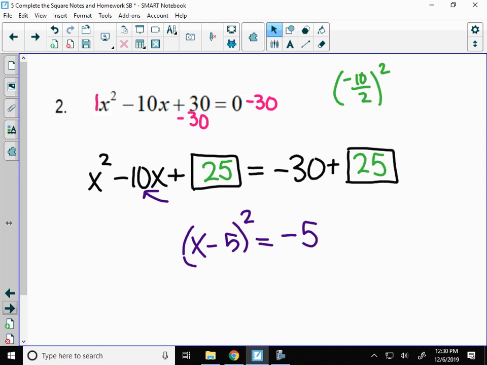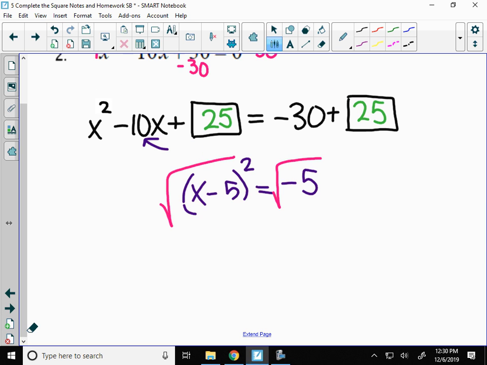Are we good so far? All right, let's square root. We will have x minus 5 equals, what do I have to write first? Plus or minus the square root of negative 5. Can I simplify that square root?